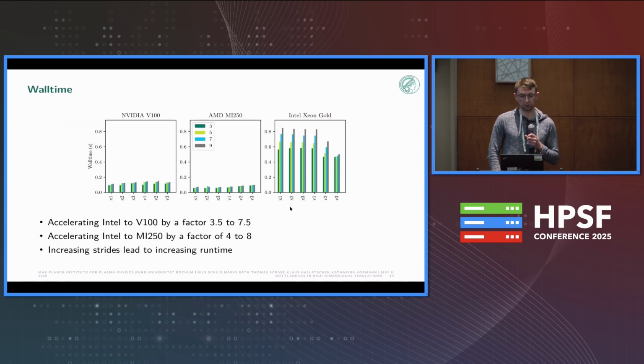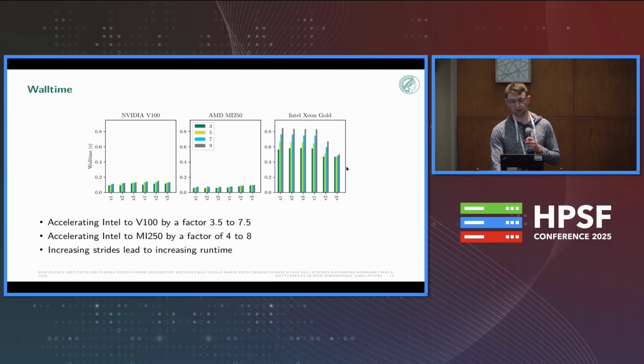And this is what we get there. So going from the Intel Xeon Gold to the NVIDIA V100 with the algorithm, we get an acceleration of a factor of 3.5 to 7.5. And comparing the Intel to the MI250, or half of it, we get a factor of 4 to 8.